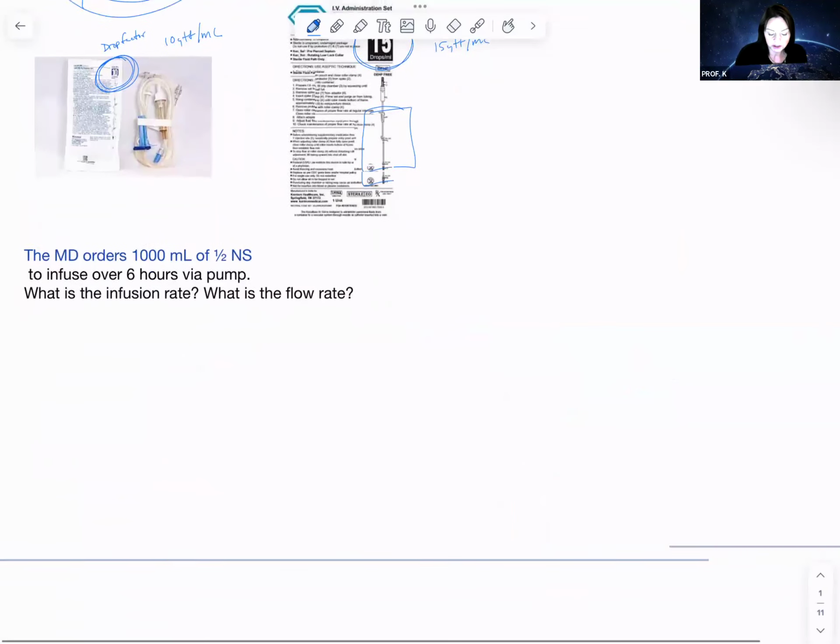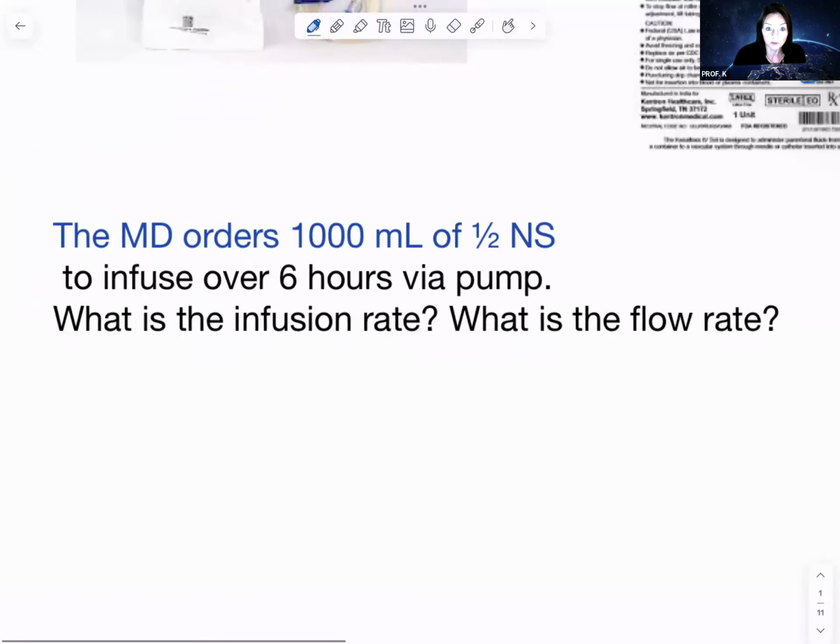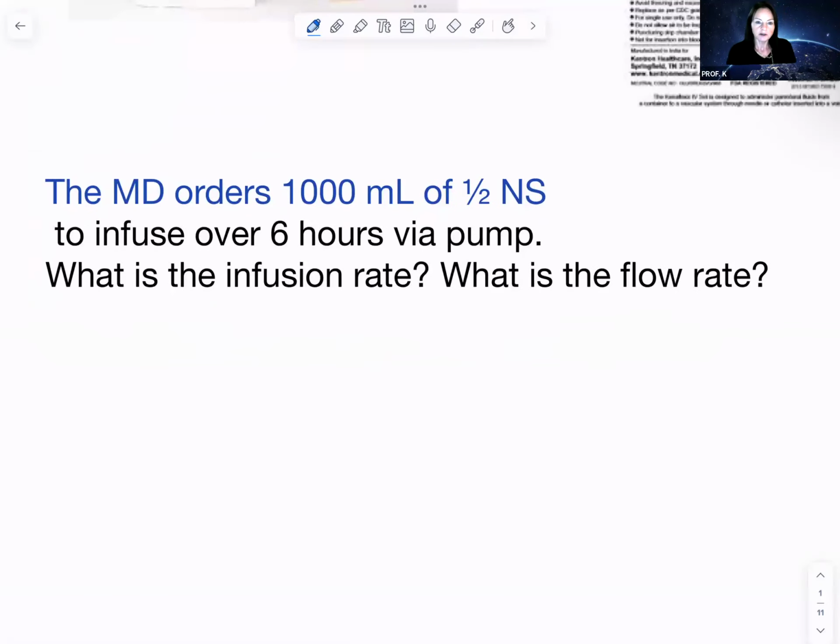So here's the first question. This is how I want you to approach IV fluid questions. The doctor orders 1,000 milliliters of half normal saline. He wants it to run over 6 hours via a pump. What is the infusion rate? What is the flow rate? There's many ways we can ask the question. So we have to look for something. This is a two-factor if you think about it. There's two parts to the order. He wants you to give 1,000 milliliters over a specific time, volume over time. That's a two-factor. So when you see this question, I want you to first look for one word in every question, and that is the word pump.